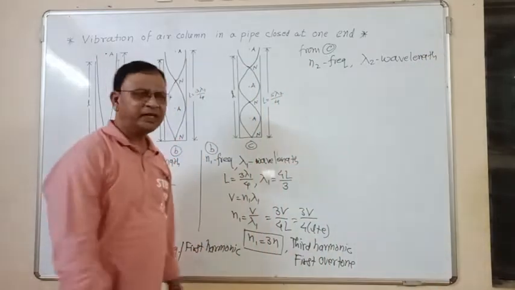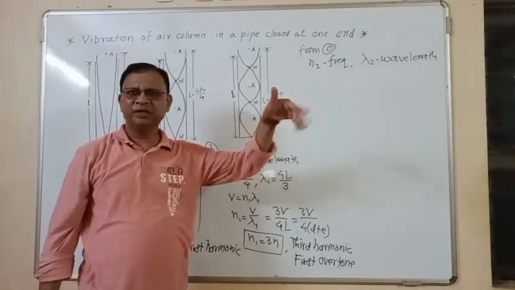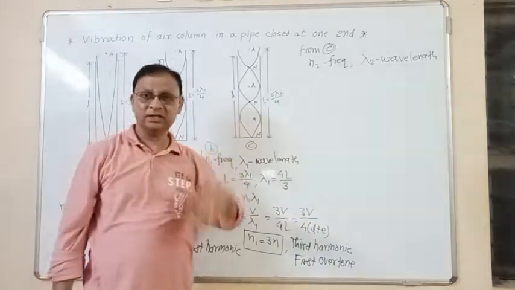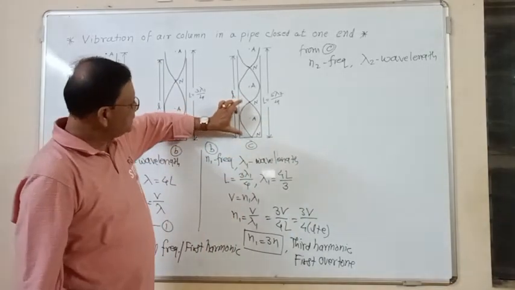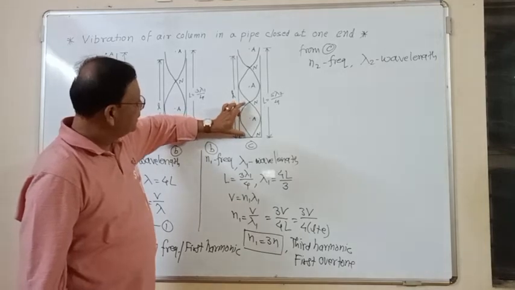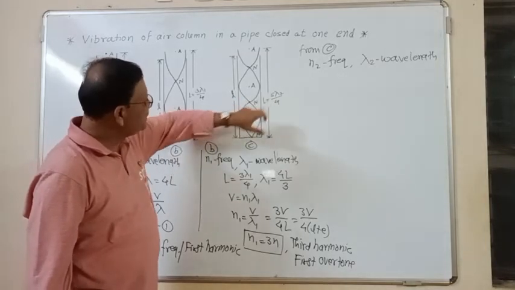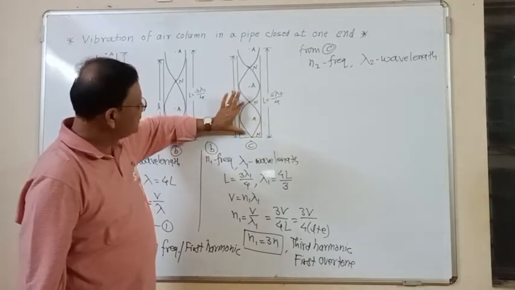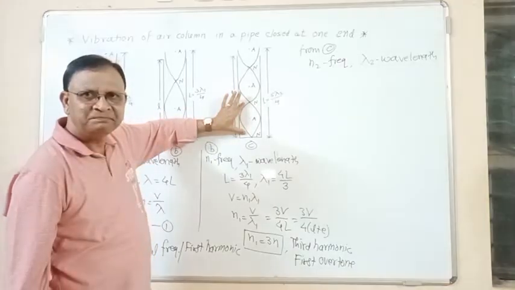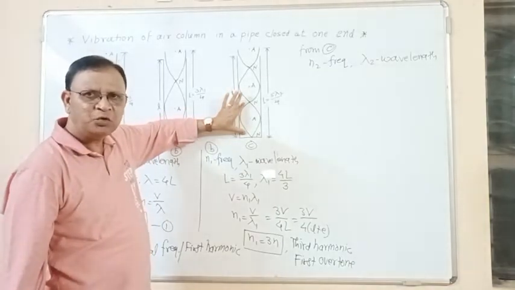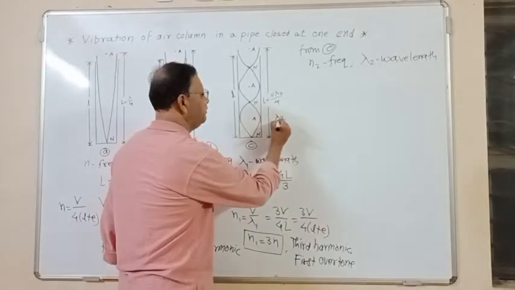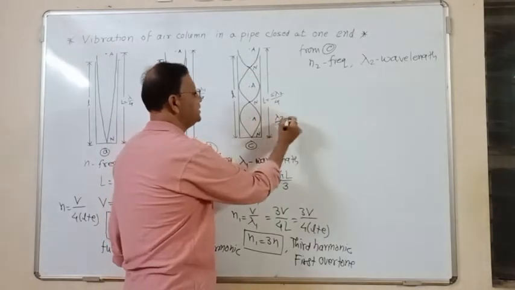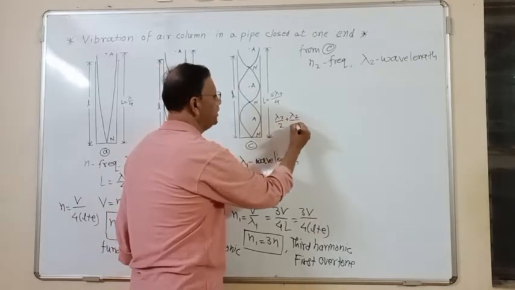Lambda 2 is the wavelength, and N2 is the frequency of vibration. As the wavelength is lambda 2, this distance is lambda 2 by 2, half the wavelength. Again this distance is lambda 2 divided by 2.